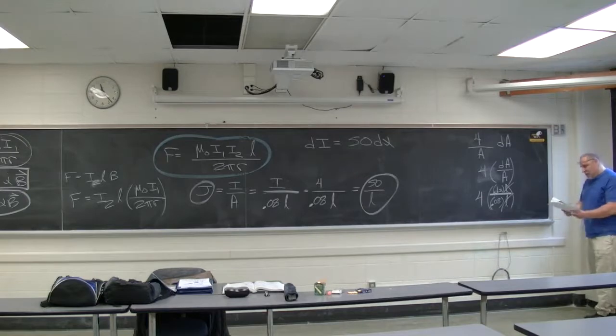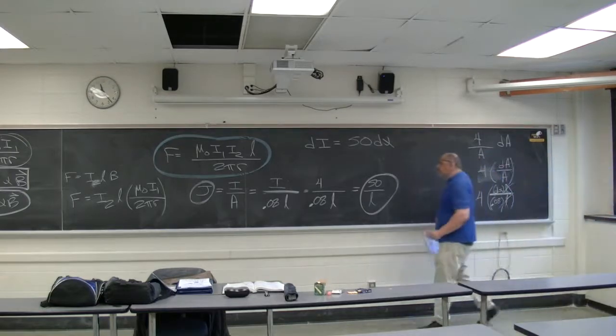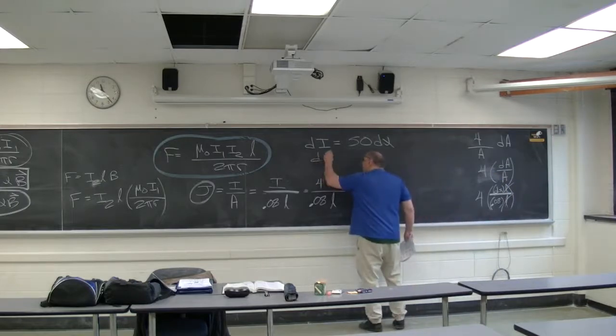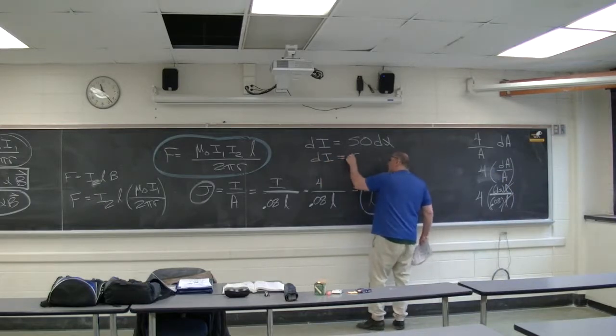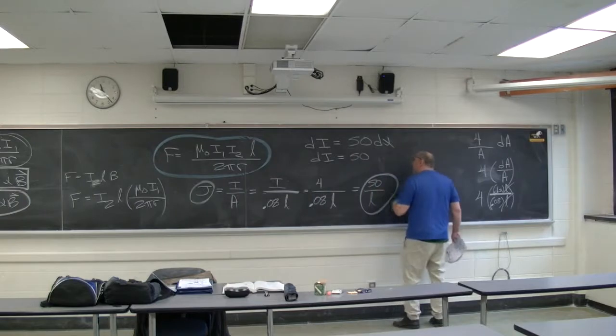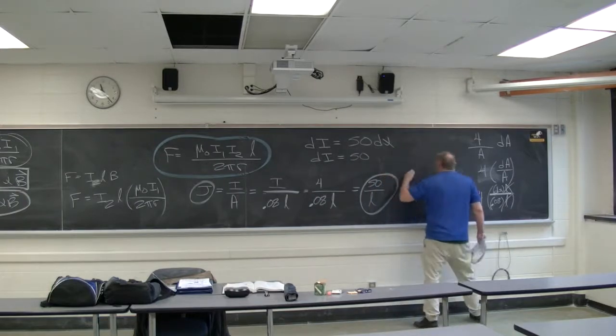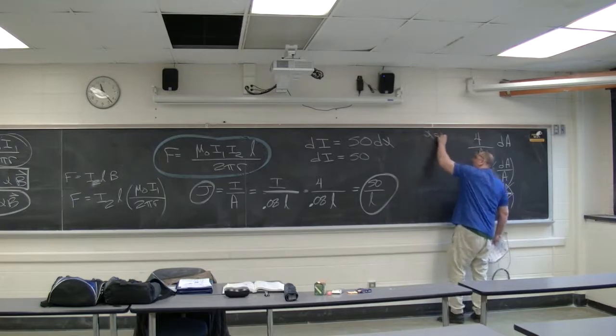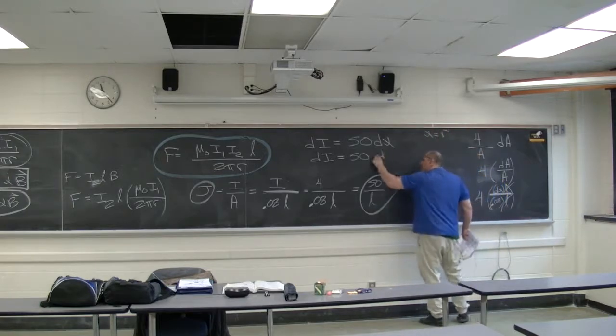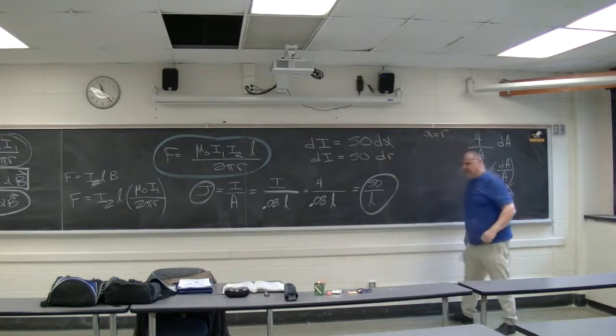This is the better way to do it, actually. Let's say, basically, if you say x equals r, dx is going to be dr. Now, what's that?